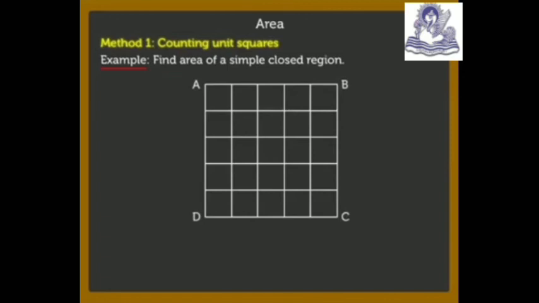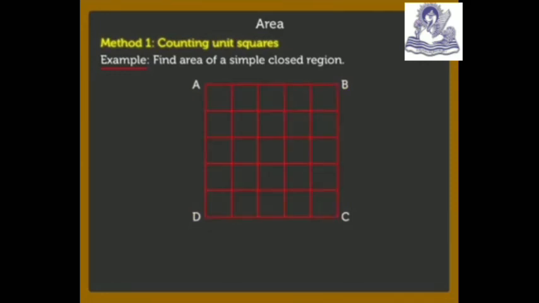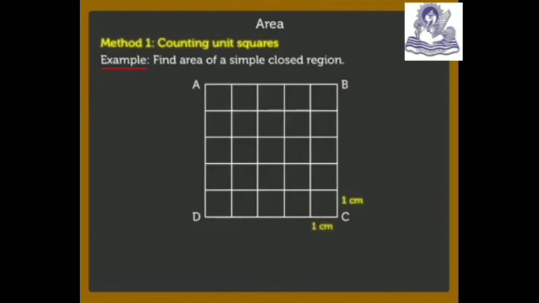look at this square ABCD. It is divided into 25 equal squares of side 1 centimeter each. Thus we say that the area of square ABCD is equal to 25 square centimeters. Square centimeters can also be written as sq cm in short.